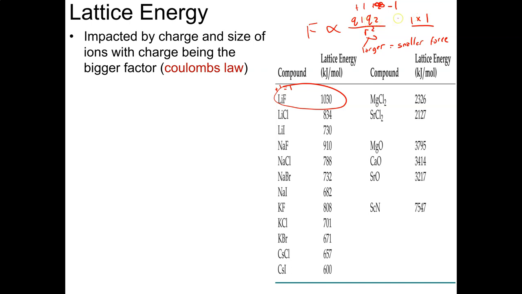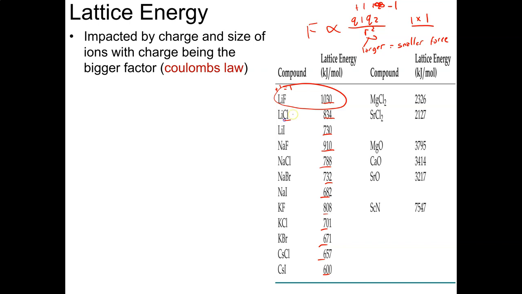It also tells you that the bigger the charge, the greater the force of attraction. So when you're looking at this, look at 1,030, pretty large number, right? Then you go down. Why is it decreasing? If you notice, these are all positive 1 and negative 1s, right? As you go on down, these are all positive and negative 1s. So why is the force of attraction decreasing? Well, what's changing? The charge isn't. What's changing is the radius, right?